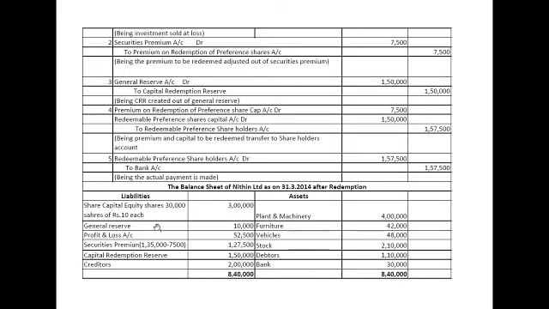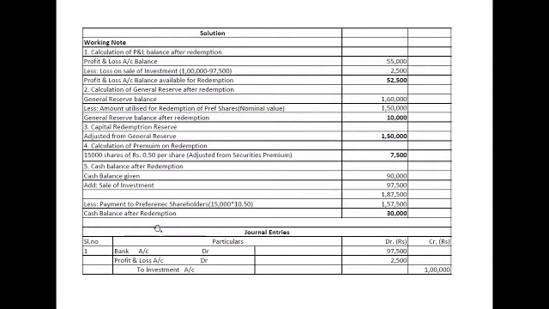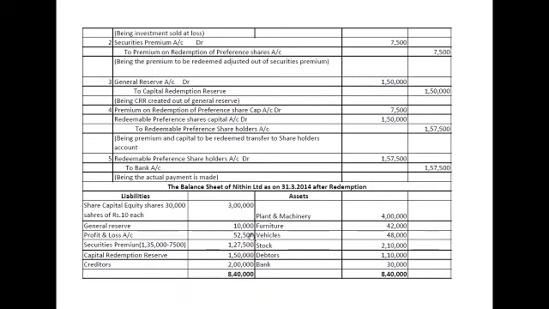Next, general reserve. As per working note 2, we calculated how much general reserve is available in the account: 10,000. Profit and loss account after redemption 52,500. Securities premium: here we showed the working note, 1,35,000 we had, out of which 7,500 is adjusted for premium on redemption. The remaining amount is 1,27,500. Capital redemption reserve is 1,50,000 and creditors as usual 2 lakh.